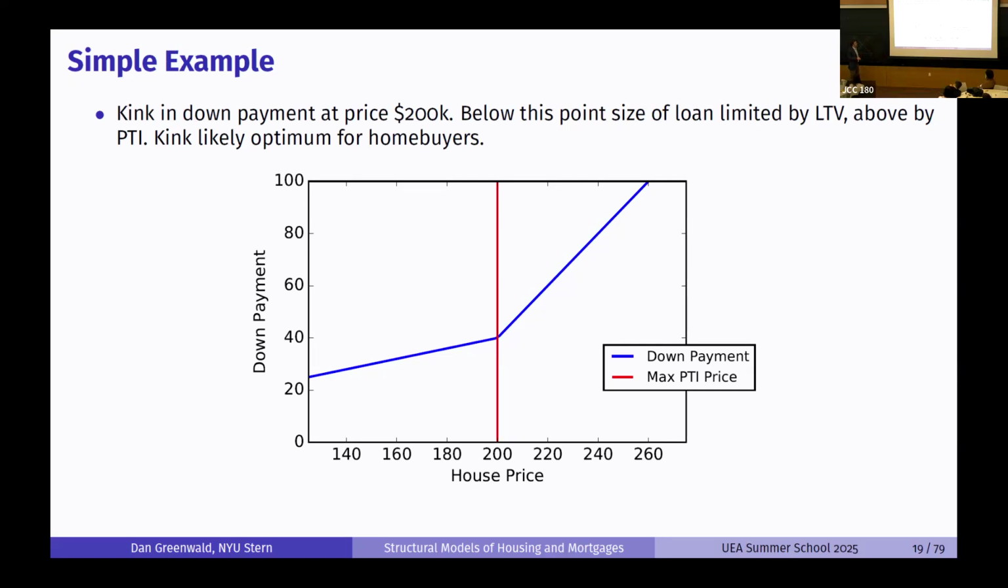So let's assume that a borrower does this, and people in the data do this. It's very robust. So let's assume a borrower has chosen this kink point.